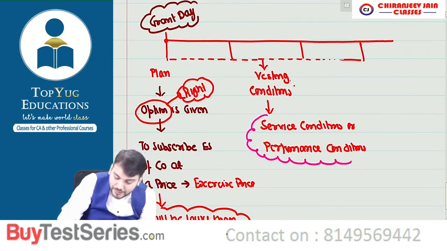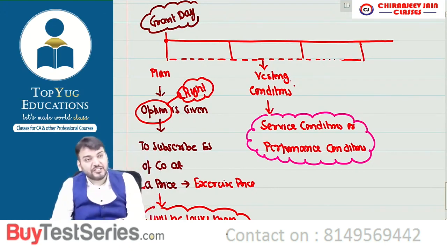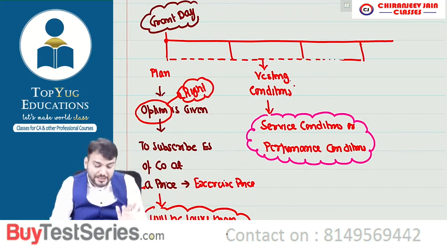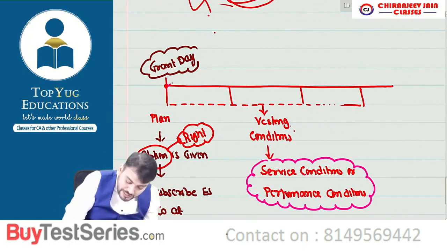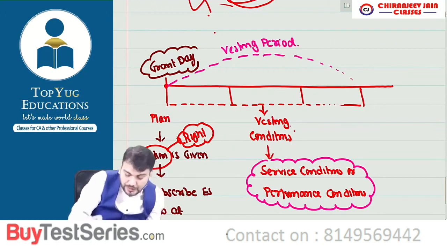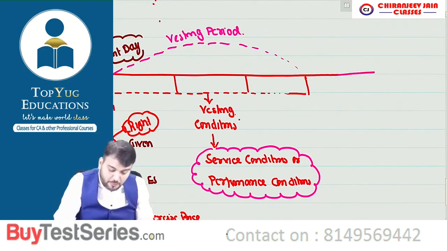Have you understood this point? Correct. So vesting conditions, who needs to fulfill this condition? Employee needs to fulfill this condition. Correct? And therefore this period in which the condition needs to be fulfilled is known as vesting period. We call it vesting period. Correct? Understood this point?